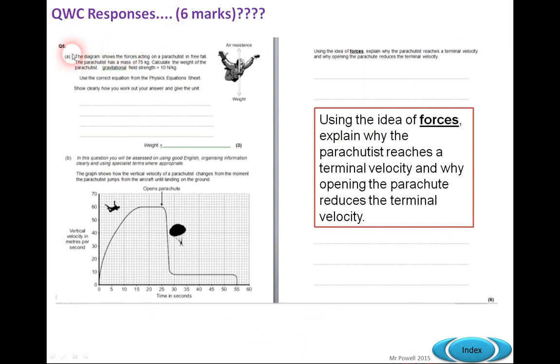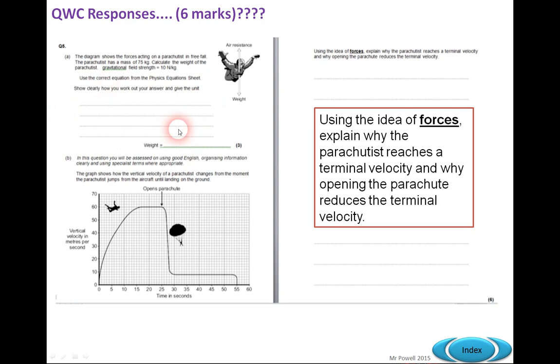It's 6 marks. So part A, the diagram shows the forces acting on a parachutist in free fall. The parachutist has a mass of 75 kilograms and they ask you to calculate the weight of the parachutist. Gravitational field strength on Earth is 10 newtons per kilogram. They give you the equation, of course, on the physics sheet, which is just the usual one of weight equals mass times gravity.